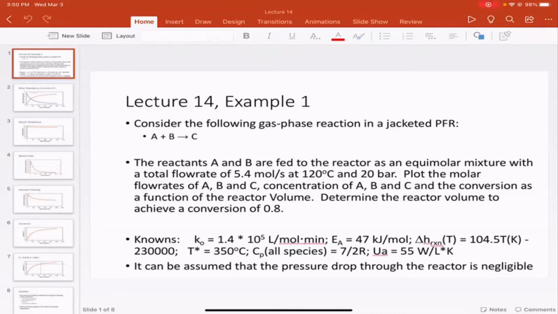So we also know the pre-exponential factor for our rate constant. We know the activation energy for the reaction. We have an empirical relationship for delta H of reaction as a function of temperature. We know the jacket temperature and the heat capacity of all the species and the heat transfer coefficient. And so we can use all of those to solve the problem, okay?